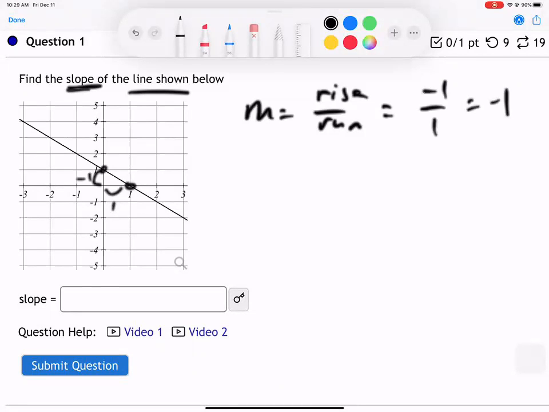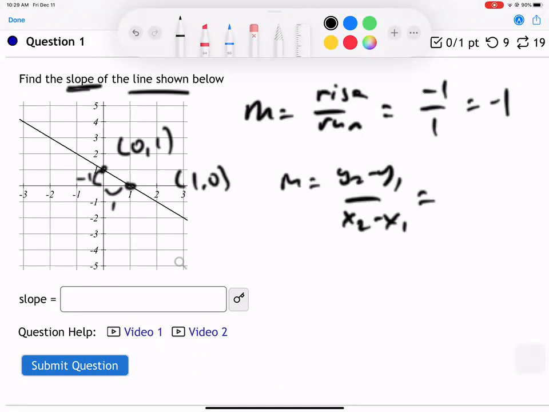Now, what if you wanted to do this using the points? The points here are 0, 1 and 1, 0. And if I have a slope equation, y2 minus y1 over x2 minus x1, we just plug in the points x1, y1, x2, y2, 0 minus 1 over 1 minus 0. That's going to be -1 over 1, which is still -1. So both these are absolutely valid.